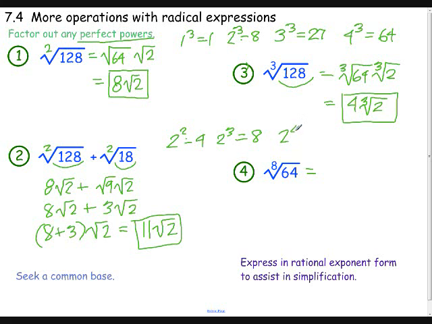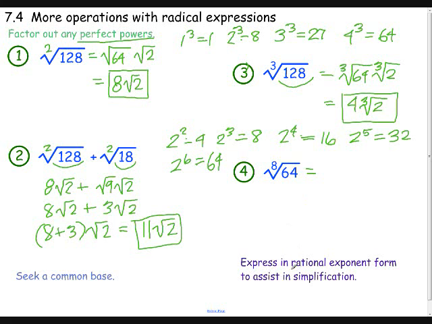2 to the 4th power is 16. 2 to the 5th power is, that's right, 32. 2 to the 6th power equals 64. So that's not going to help us here, is it? This is needing something to the 8th power.